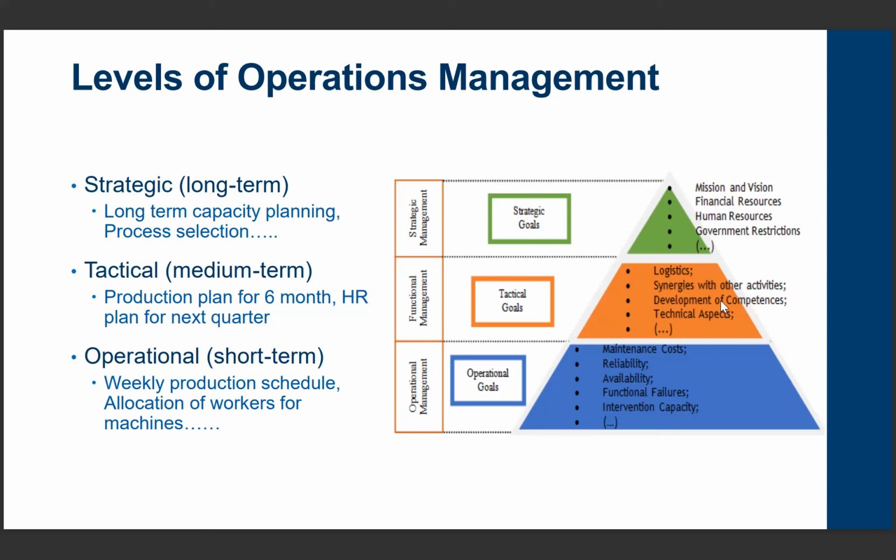strategic goal, where the directors are at. They take the long-term capacity planning, process selection. They decide on mission and vision and the financial resources that the company has. Are we going to start another production line? Those big decisions, those big deals are taken at the strategic or long-term planning level.